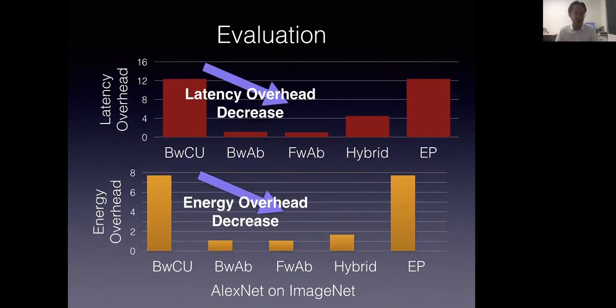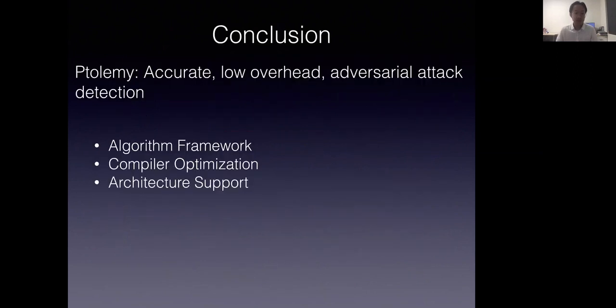And it's clearly shown in the graph, when we use an absolute threshold to replace sorting, both latency and energy overhead are largely reduced. And when we change the direction to forward, the latency overhead is reduced even more. In AlexNet, the minimum overhead is only 2%.